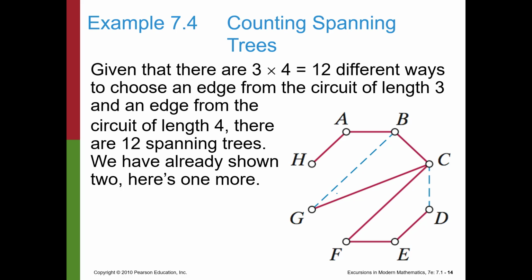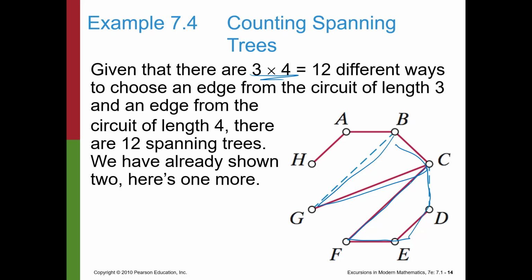Now, in this case, we have two circuits that do not share an edge in common. There is no edge that is on both circuits. If there was only this circuit here, then there would be three different ways of getting a tree out of that. And if there was only this circuit here, then there would be four different ways. But because we need to break up both of them, and we've gone over the fundamental counting principle before, if there are three ways to break up this one and four ways to break up this one, then there are three times four ways to break them both up.